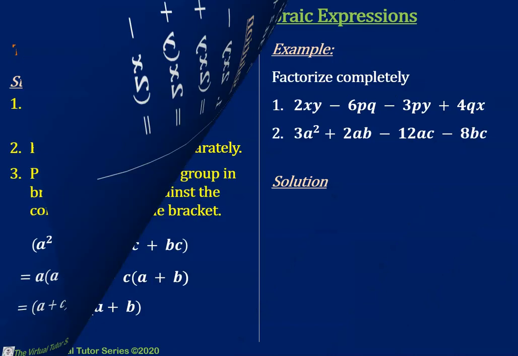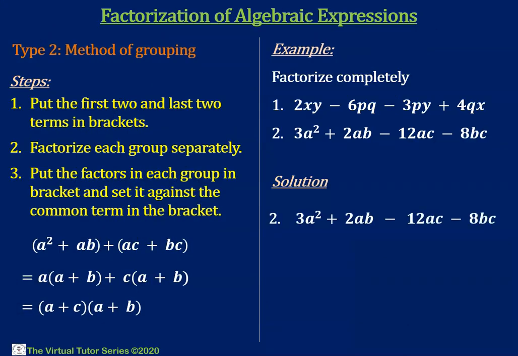Example 2. 3a squared plus 2ab minus 12ac minus 8bc. Step 1. We put the first two and last two terms in bracket. Step 2. We factorize each group.